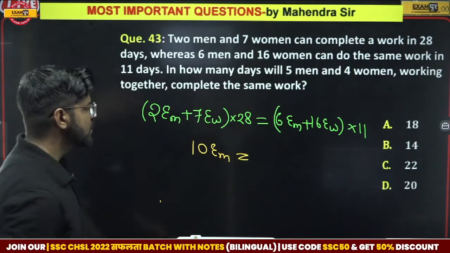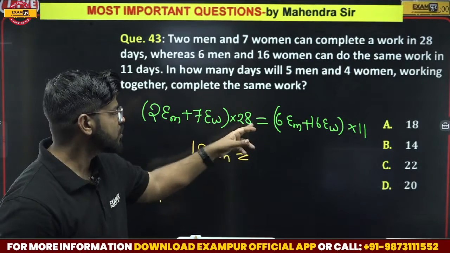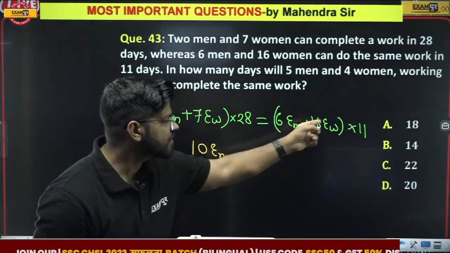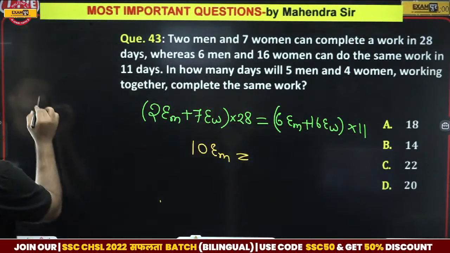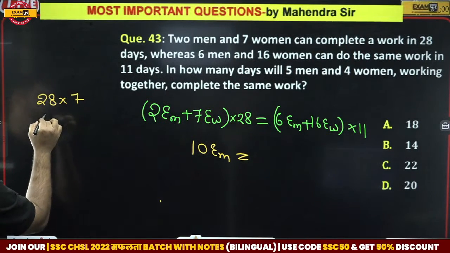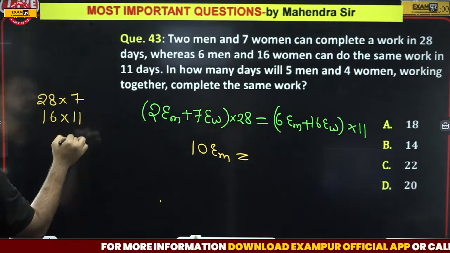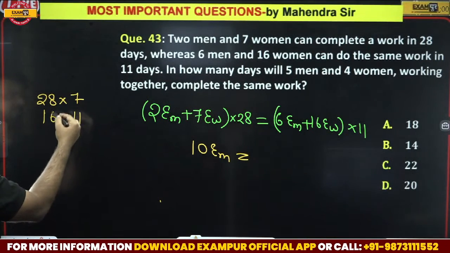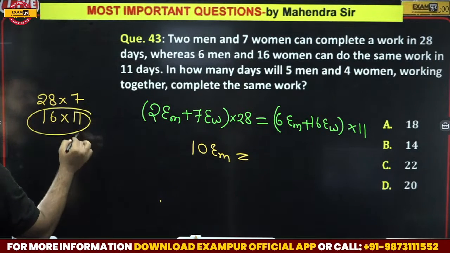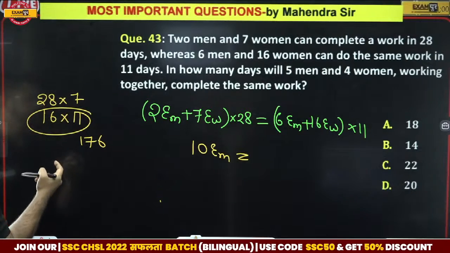Equal to, here we have 27 into 8, 8 into 27. Here we have 16 into 11, so we have 28 into 7 and 16 into 11. We have to find the difference of both these. So you know that it is 176, and this is 140 and 56, 196.